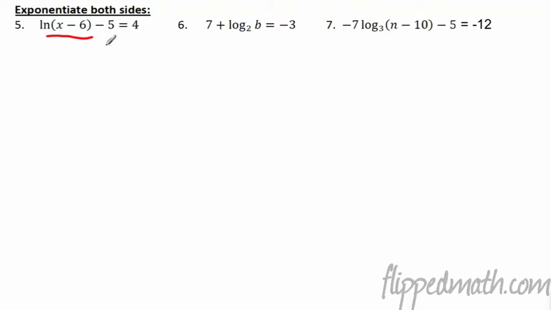So what we're going to do is add 5 to both sides first. We're going to isolate it, like we do in all these equations, and get something equals 9. What do we get here? They cancel. So the natural log of x minus 6.